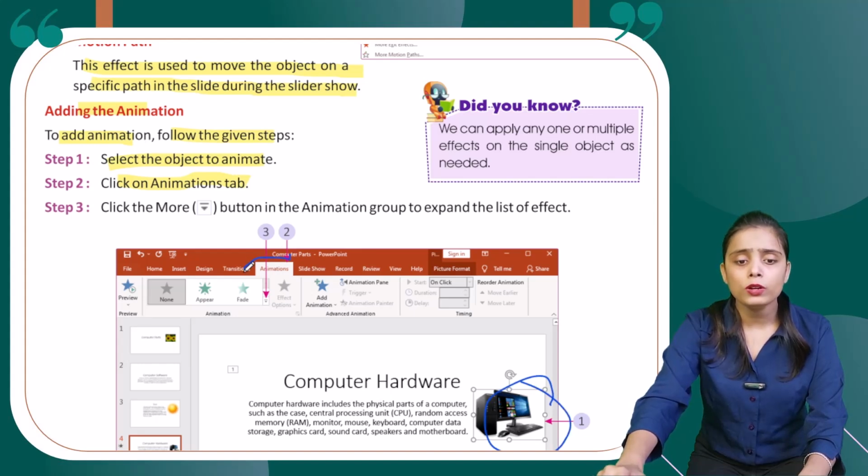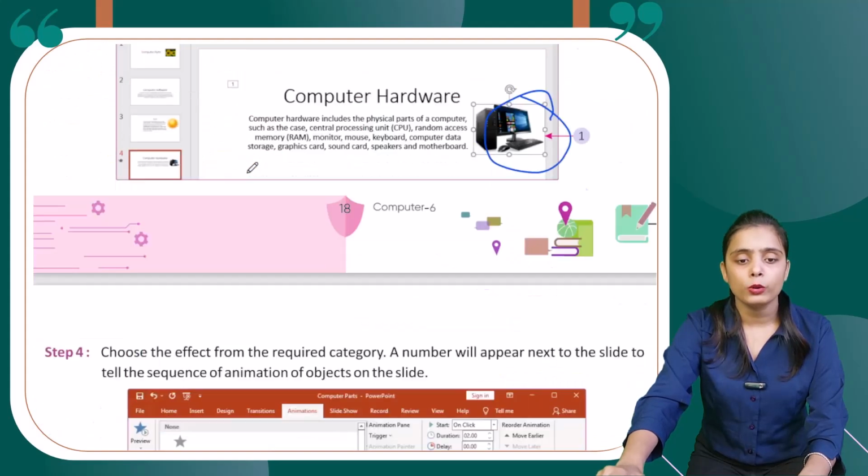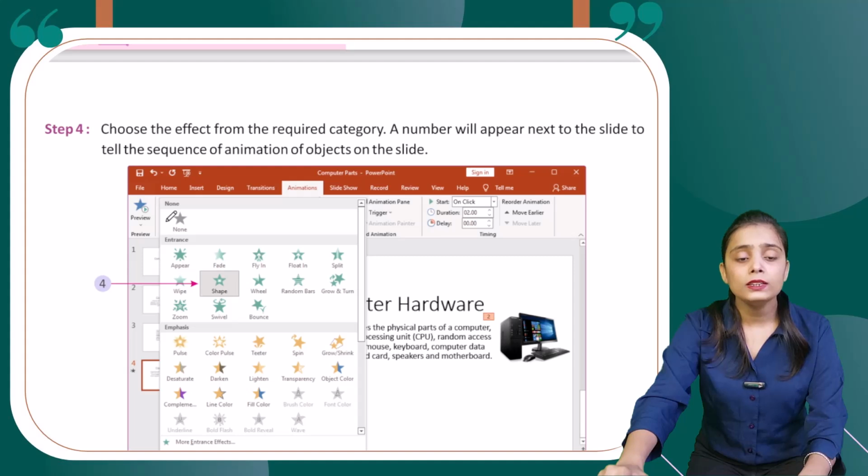After that you have to click on the Animation tab and click on the More button. This is the More button, the drop down arrow in the animation group to expand the list of effects. Here you can see the expanded list of the effects. After that, choose the effect from the required category. A number will appear next to the object to tell the sequence of animation of objects on the slide.